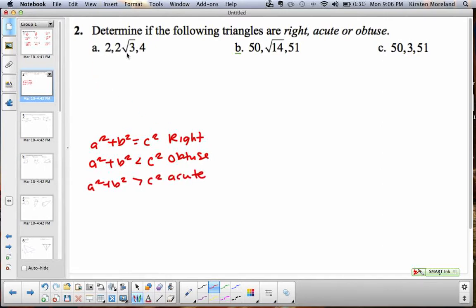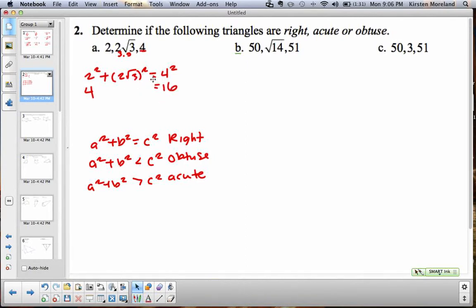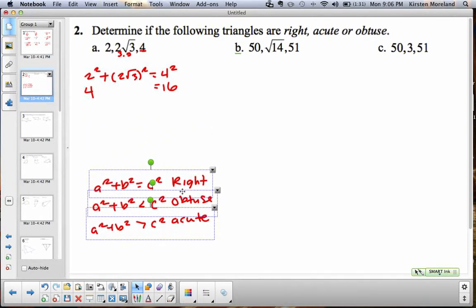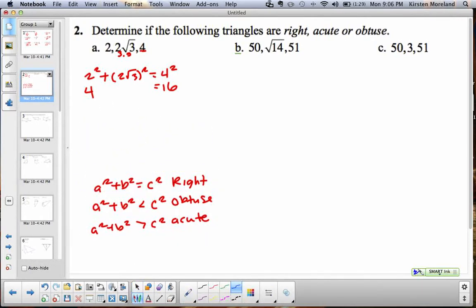So I'm going to start with this first one, and I typed 2 square root of 3 in my calculator, and I know that it's approximately 3.5, which means that 4 has to be my hypotenuse. So I'm going to set it up as 2 squared plus 2 square root of 3 squared equals 4 squared. 2 squared is 4. I know 4 squared is 16, so the only thing I have to worry about here is the 2 square root of 3. So I'm just going to do it off to the side here.